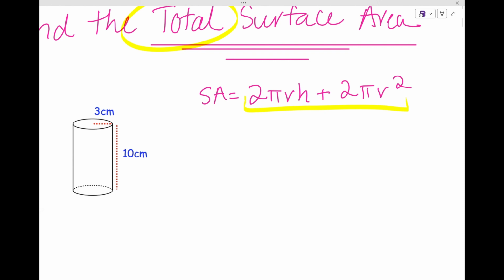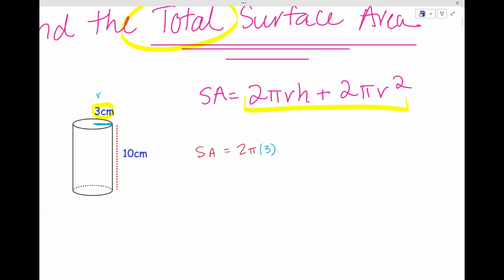Alright, the only things we need are r and h. Remember, r stands for radius. That's halfway across the circle, 3 centimeters. So I'm going to do 2 pi. Let me write surface area is equal to 2 pi times r, which we said is 3 centimeters.